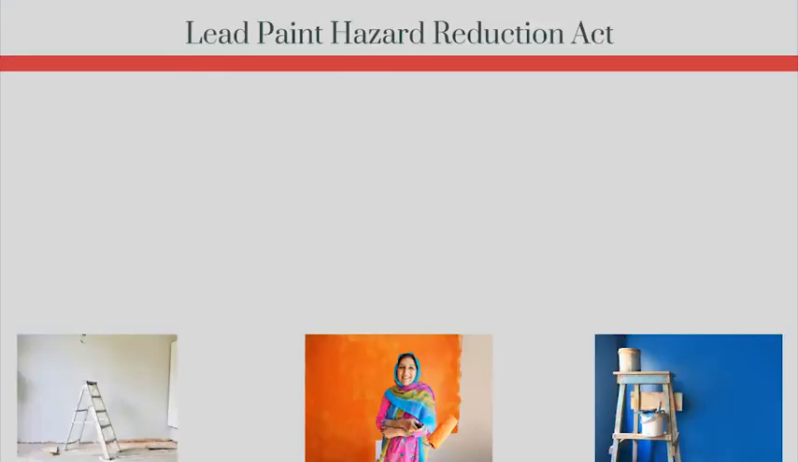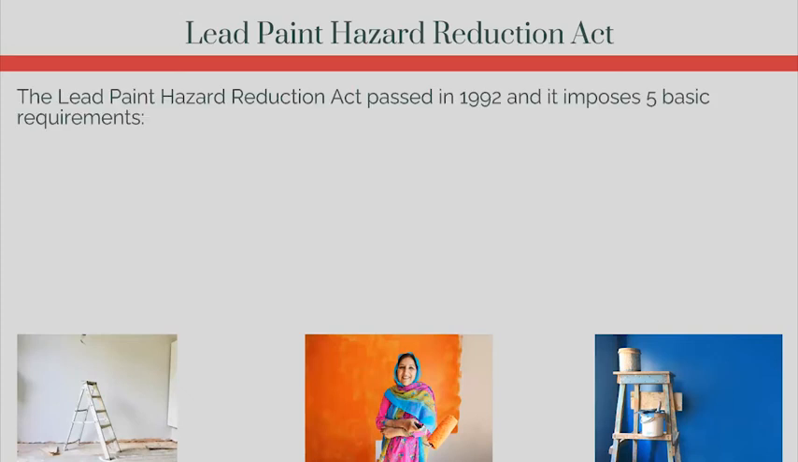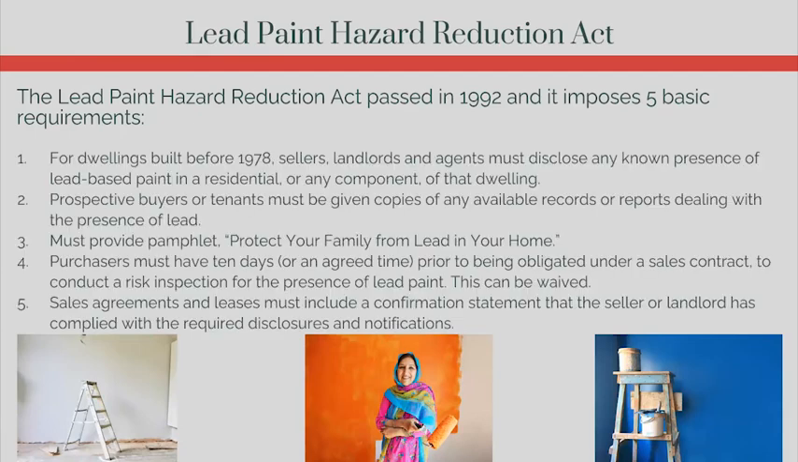Lead Paint Hazard Reduction Act. The Lead Paint Hazard Reduction Act was passed in 1992 and it imposes 5 basic requirements. 1. For dwellings built before 1978, sellers, landlords, and agents must disclose any known presence of lead-based paint in a residential dwelling or any component of that dwelling. 2. Prospective buyers or tenants must be given copies of any available records or reports dealing with the presence of lead. 3. They must provide a pamphlet, Protect Your Family from Lead in Your Home.